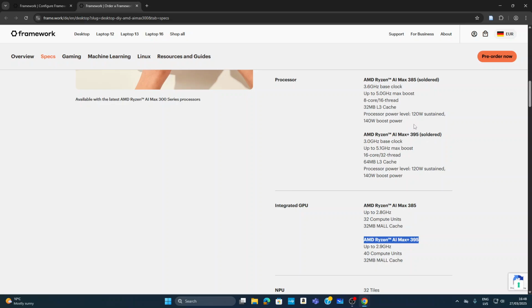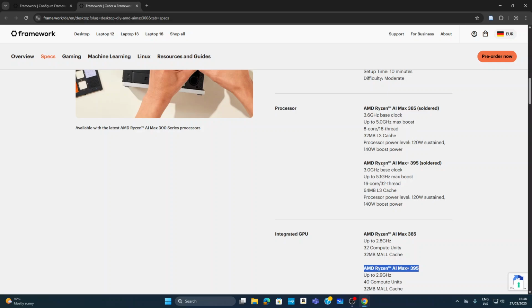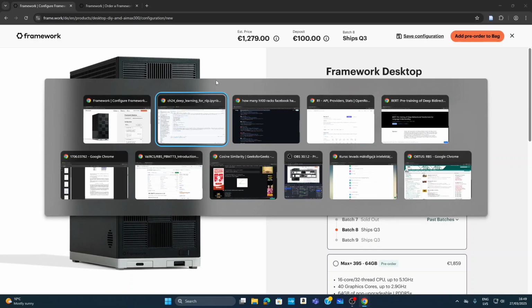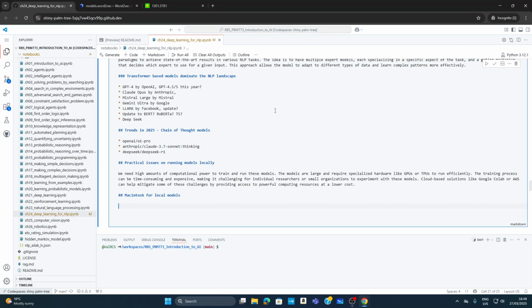So I mean, it's going to be a good computer, but of course, you don't buy it for gaming, right? But just for these models. So we'll see. Maybe some of you have already ordered? Yeah, no, not yet. Okay, let's go.